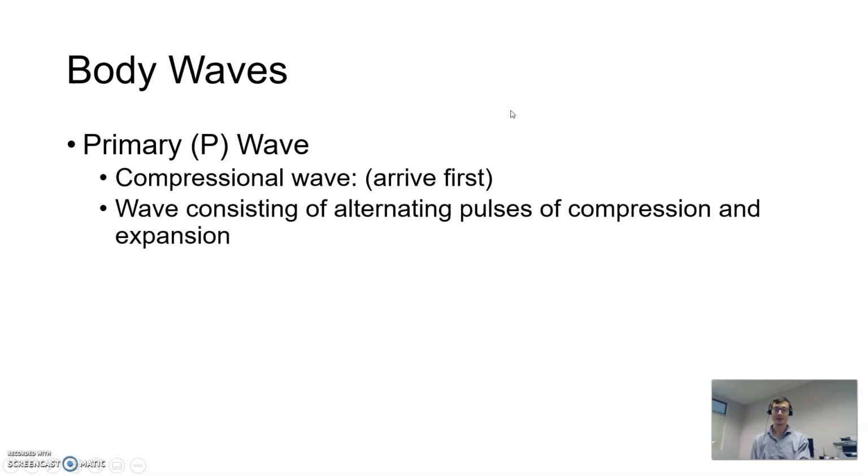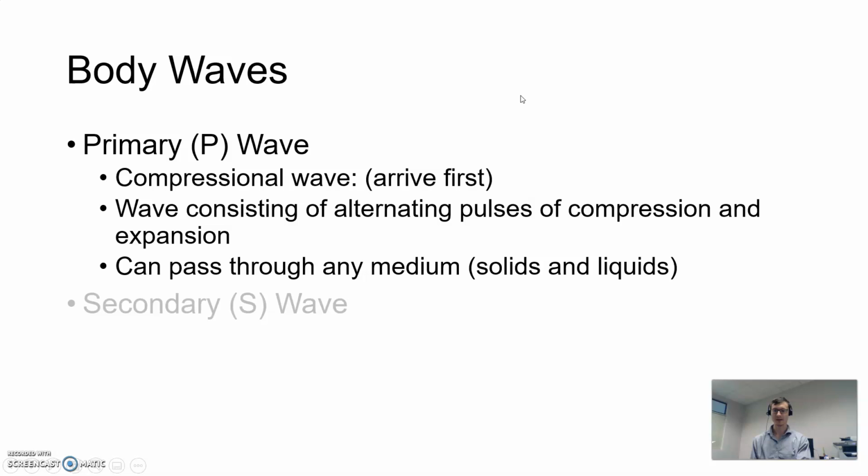So these are the ones that get there first, where you have alternating pulses of compression and expansion in the direction that the wave travels. So the wave is traveling in this direction. We'll see compression and expansion in that direction as it travels, as opposed to something like an S wave. Oh, and a primary wave, of course, being like a sound wave, can travel through any medium, solid or liquid.